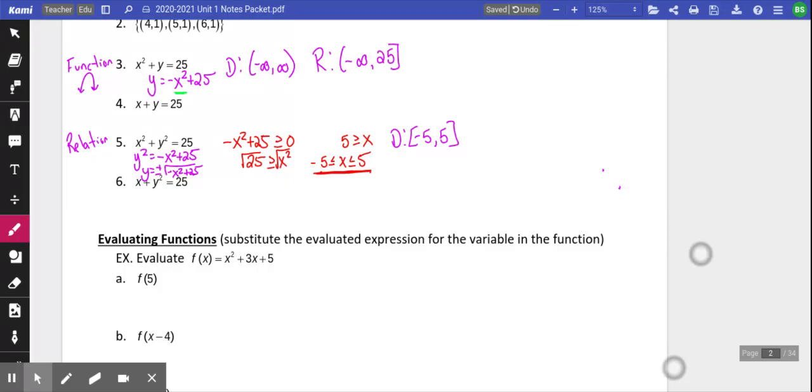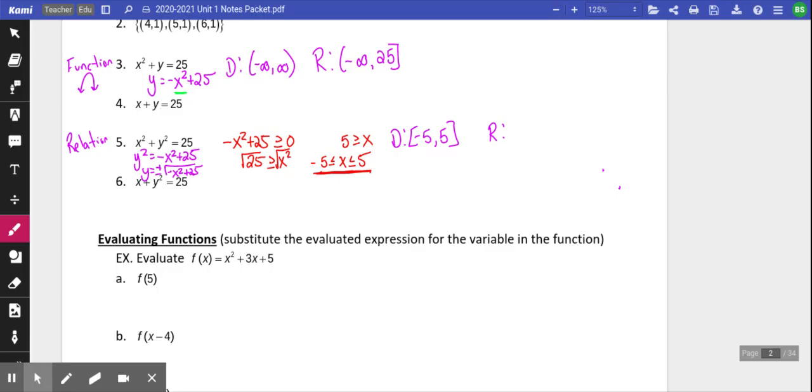Okay. And your range is a little bit different here. I want you to think about what happens if you plug in negative 5, if you plug in 5, if you plug in 0, what's in the middle. I want you to think about what would happen in your relation below, where it says y is equal to plus or minus the square root of negative x squared plus 25, right? If we plug in negative 5 or 5, we're going to get 0. If you plug in 0, think about what's negative 0 squared plus 25. Well, that would just give us 25.